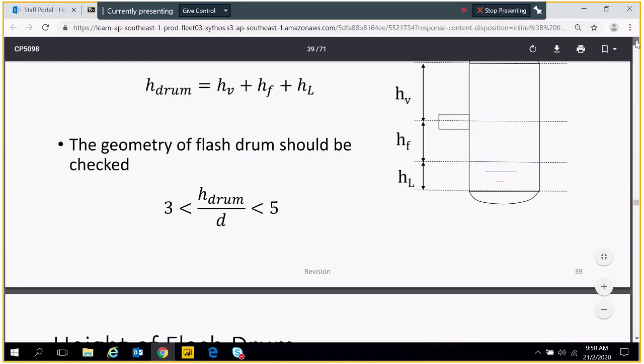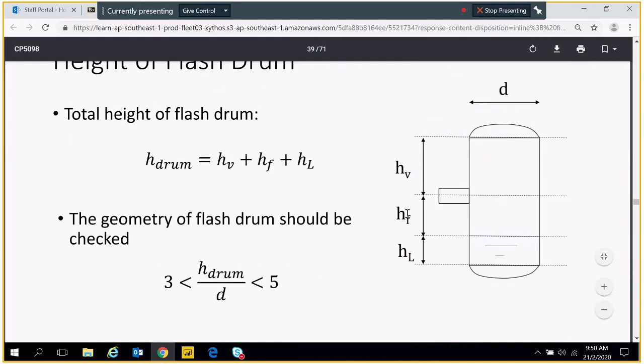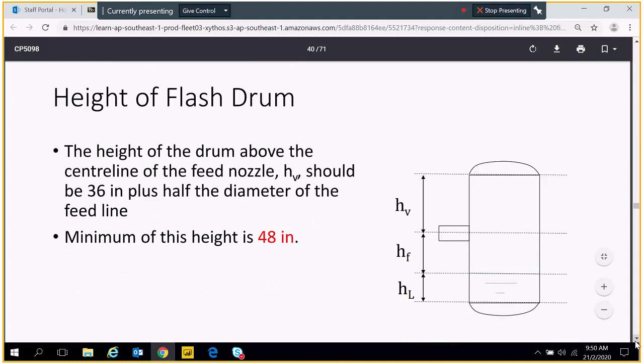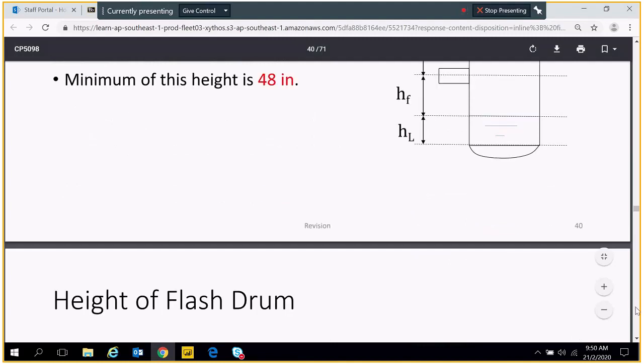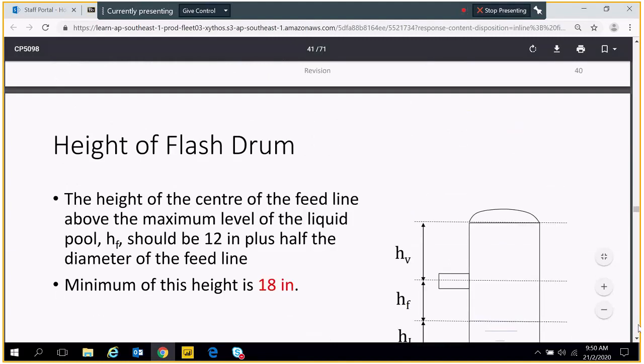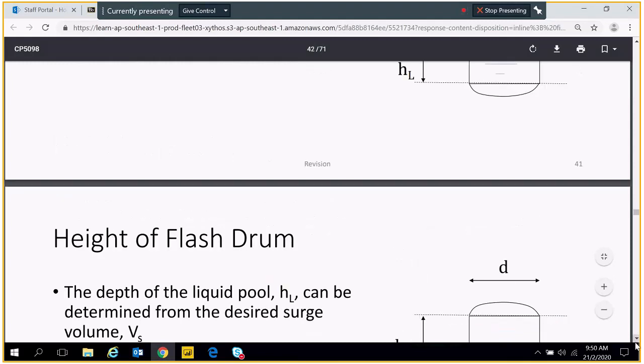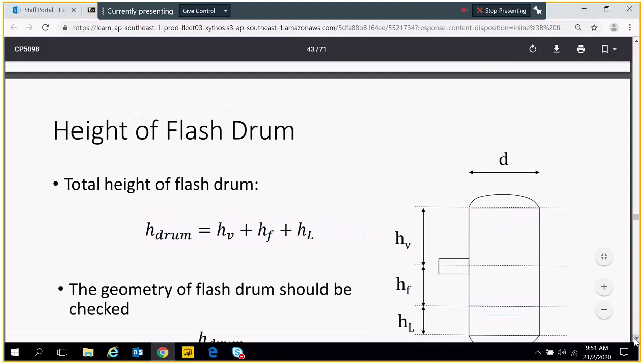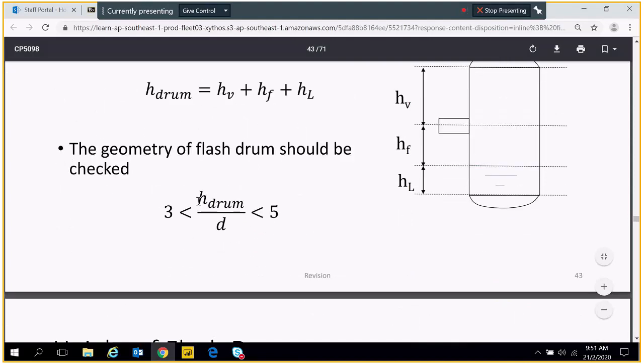The height here, you can see the three sections, HV, HF, HL. When you put your answer, just use the minimum 48 inch, use the 18 inch. No need to calculate, just memorize the number. The one that you need to calculate is this one, the liquid hold up time. It should be stated in the question. If it's not stated in the question, then you have to assume what's the liquid hold up time. And make sure that the height of the drum divided by drum diameter is between 3 and 5.